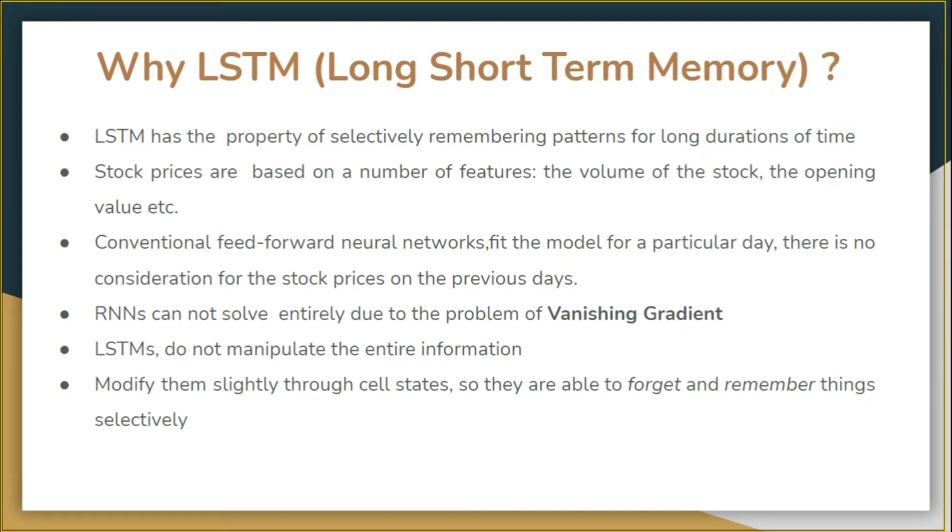Let's take an example of sequential data, which can be the stock market's data of a particular stock. A simple machine learning model or an artificial neural network may learn to predict the stock prices based on a number of features like the volume of stock, the opening value, etc. While the price of a stock depends on these features, it is also largely dependent on the stock values in the previous day. In the conventional feed-forward neural networks, there is no consideration for the stock prices of the previous day. RNNs also cannot solve this entirely due to the problem of vanishing gradient.